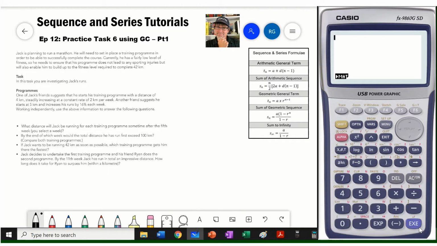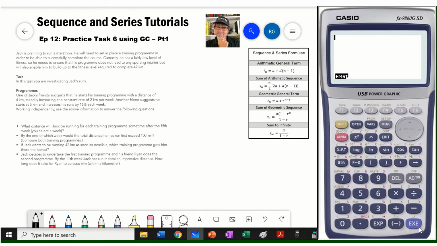So here we go. Jack is planning to run a marathon. He will need to set in place a training program in order to successfully complete the course. Currently, he has a fairly low level of fitness. So he needs to ensure that his program does not lead to any sporting injuries, but will also enable him to build up to the fitness level required to complete 42 kilometers. In this task, you are investigating Jack's run programs.